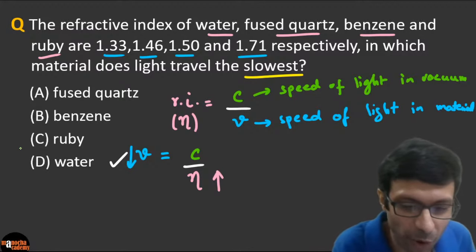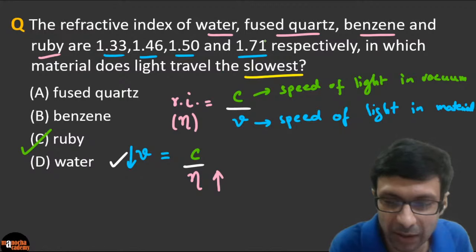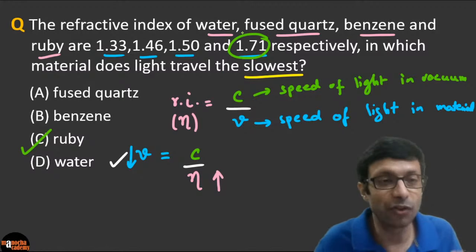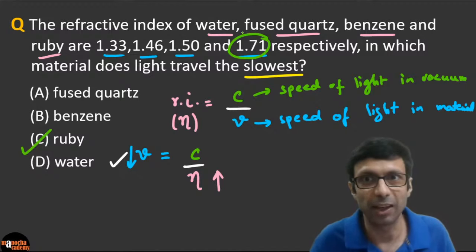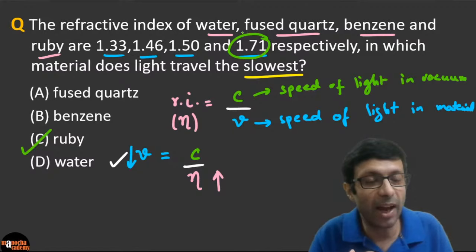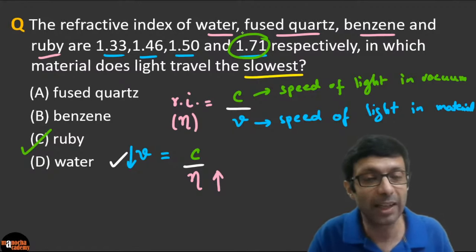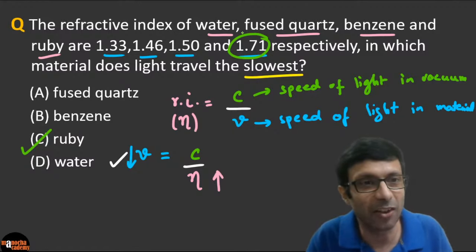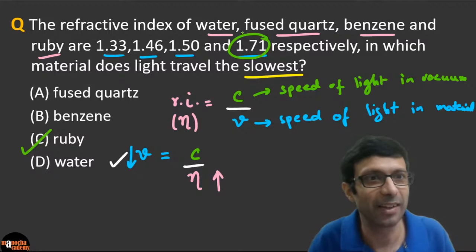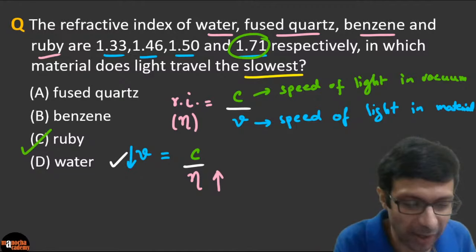Fantastic. I see a lot of you have got the right answer because Ruby has the highest refractive index here. So light will travel the slowest in Ruby. Can you see? 1.71 is the highest value. So higher the refractive index means the speed of light in the material will be slower. All right. Excellent, guys. Fantastic. Let's go to our next question.